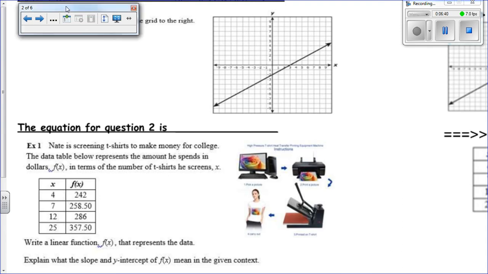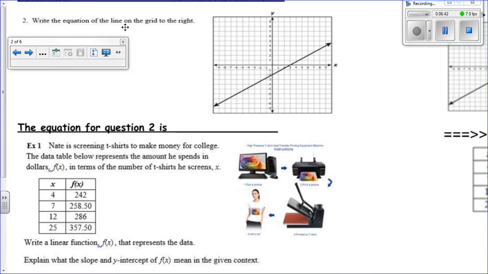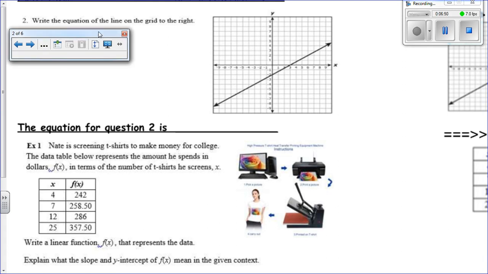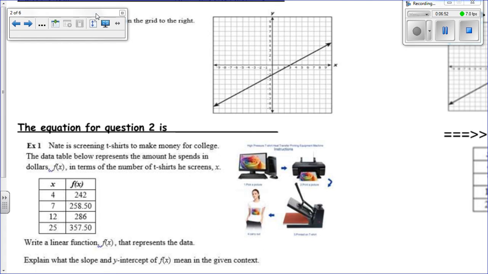All right, new question. Write an equation of the line on the grid to the right. So we have an equation that we're seeking, and we have a graph that we're given. So what are you guys thinking might be my steps? Take about 30 seconds, pause the video, and just see what might happen.